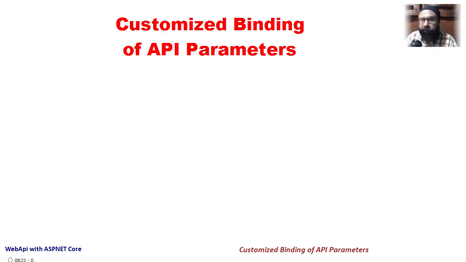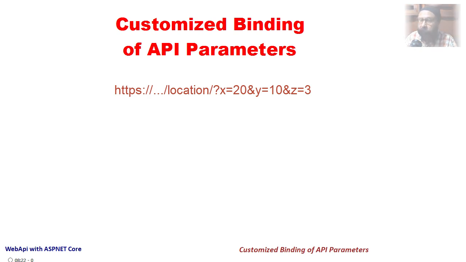Consider a web API that extracts 3 different parameters x, y, and z from its query string and then uses these values to construct a point object. For example, by passing these data to a constructor of the point class.